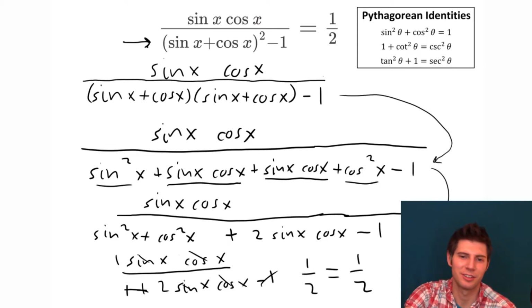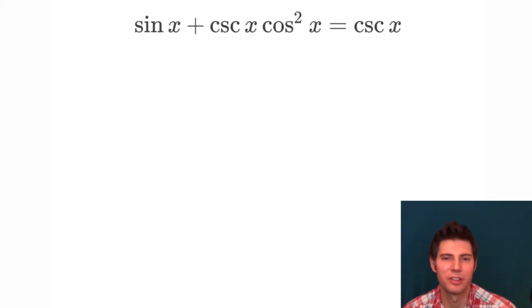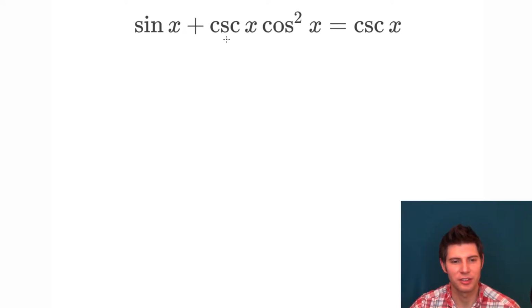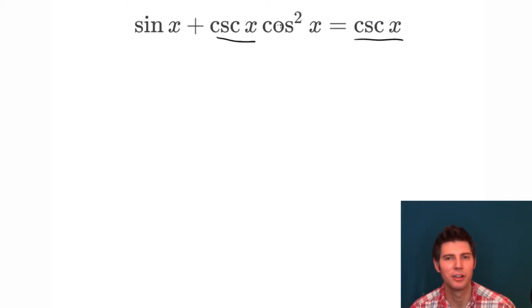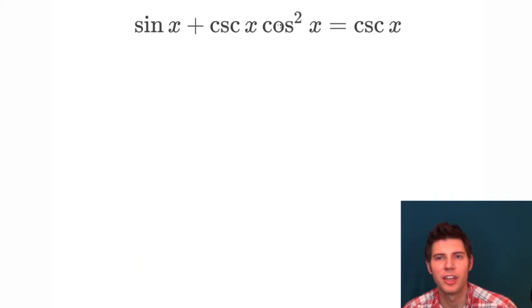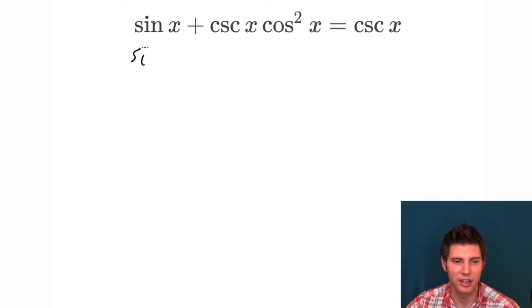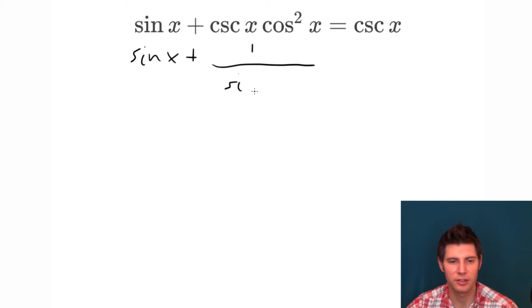Let's do the next. All right, here's the next one. Sine x plus cosecant x, cosine squared x equals cosecant x. So it's kind of interesting how this guy just turns into this. Somehow this sine x and this cosine squared x are going to disappear. We'll see what happens. First step is rewrite in terms of sine and cosine. So this stays sine x plus then cosecant is 1 over sine x. And this cosine squared x is still on top.